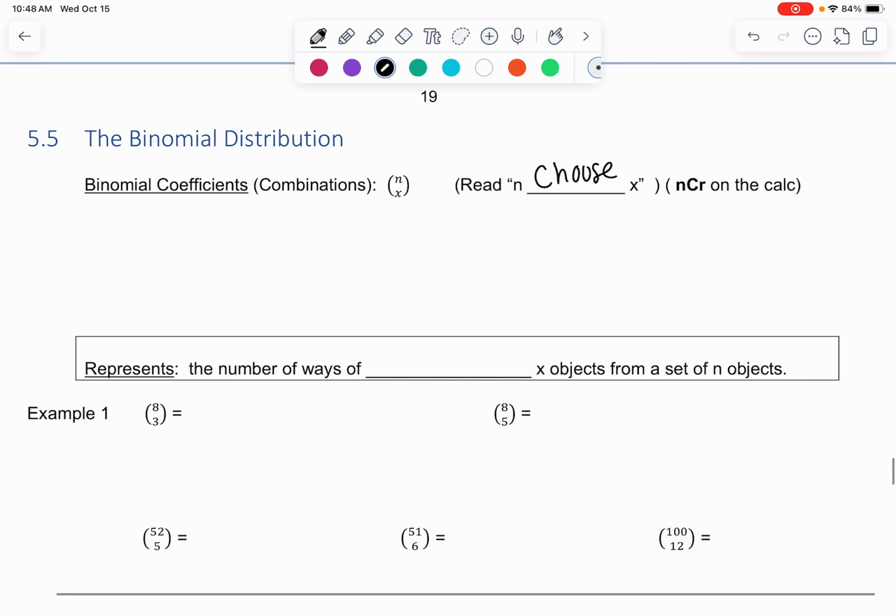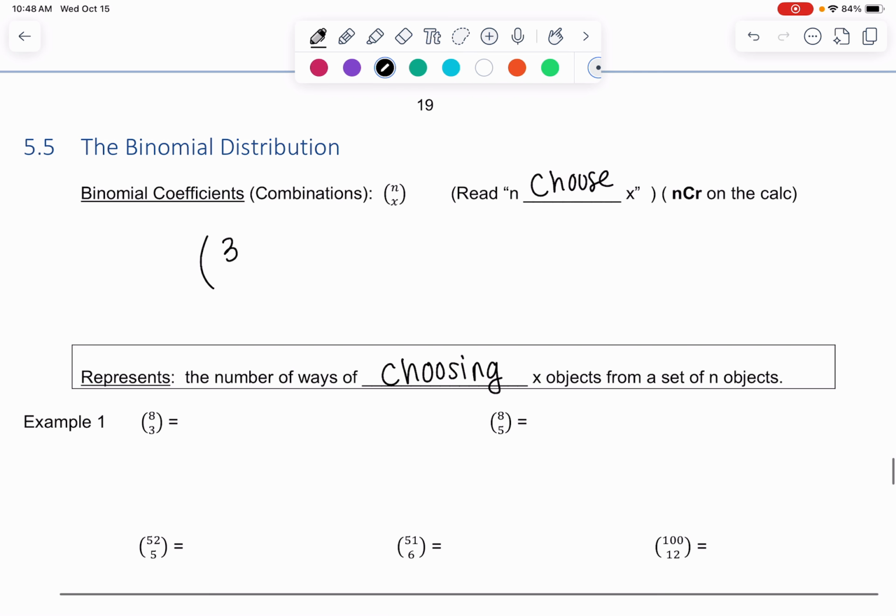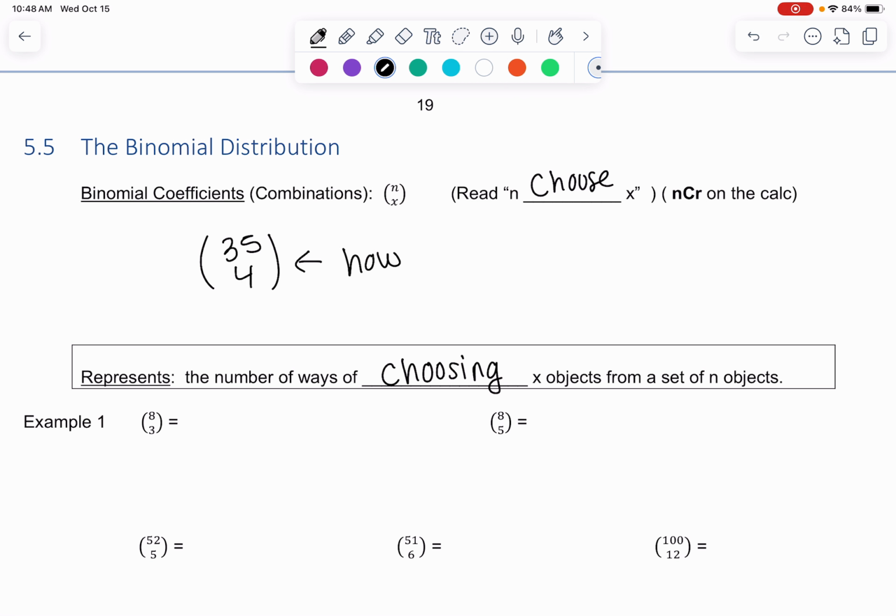It basically tells us the number of ways of choosing x objects from n. So like if I have a class of 35 students and I want groups of 4, this tells me how many groups of 4 I can make. It doesn't mean groups of 4 at a single time. It means all the different combinations of a group of 4. So there's actually a lot of options. But let's figure out how to do this on the calculator.